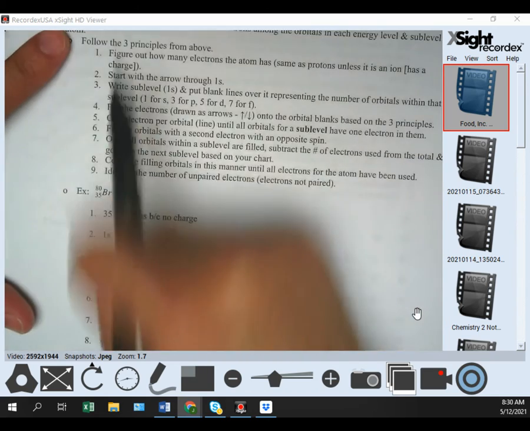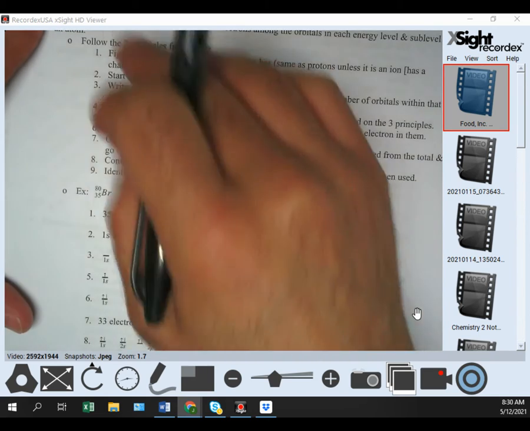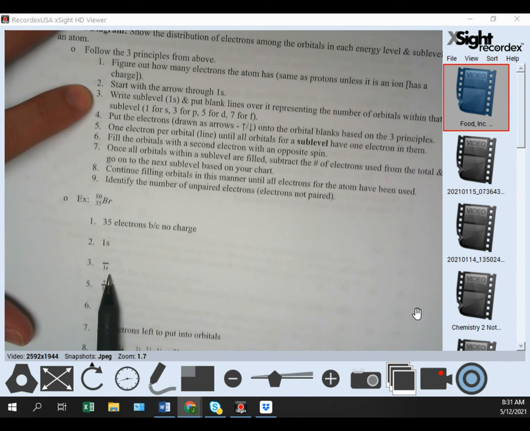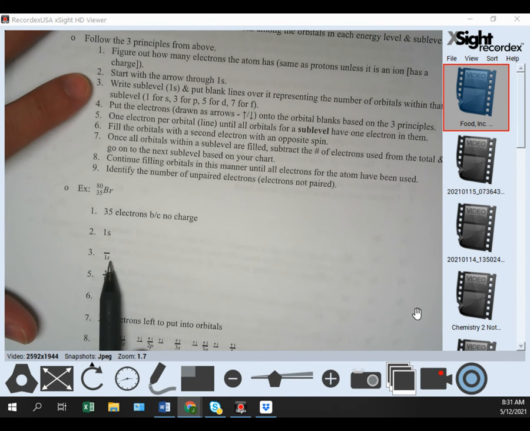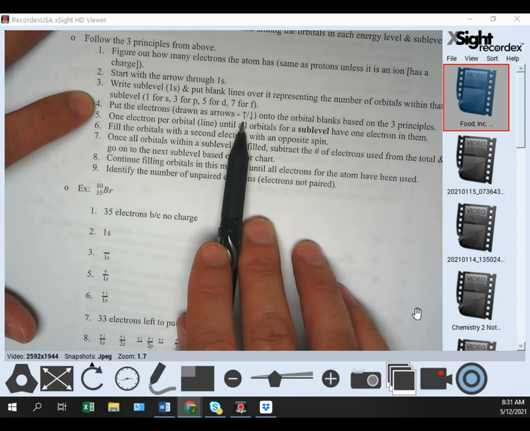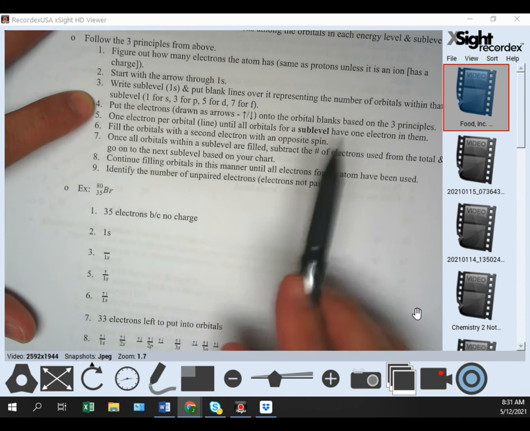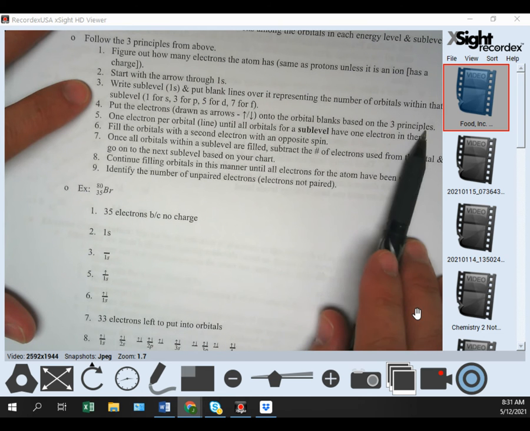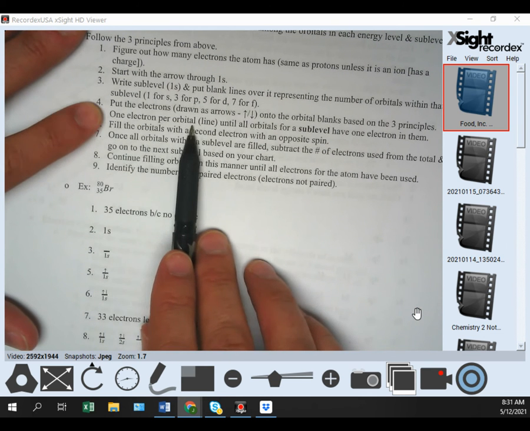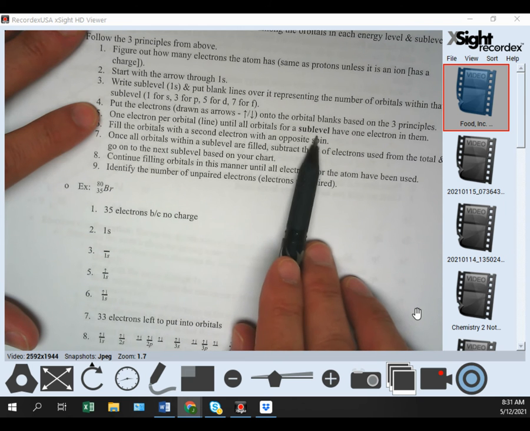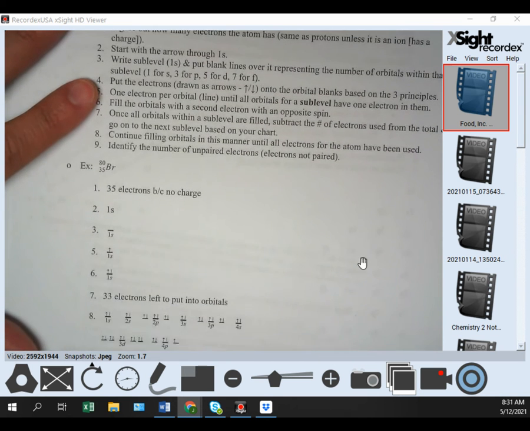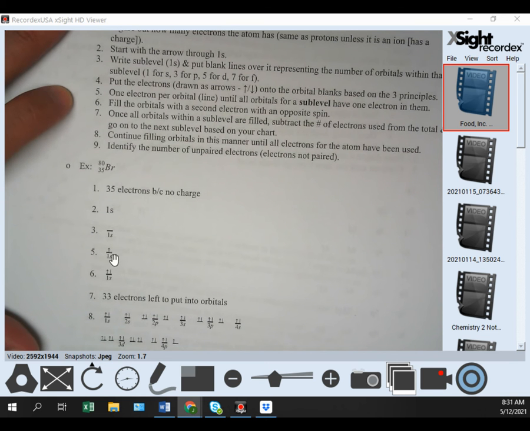These are numbered with the steps here, like the steps to do this, following along. So you write 1s, then you put a blank line over it. S's only have 1, so you put 1 blank line over it. Then put the electrons, they are drawn as either arrows or half arrows, onto the orbital blanks based on the three principles. So, 1 electron per orbital or line until all orbitals for a sublevel have 1 electron in them. So on 1s, you put 1 electron.